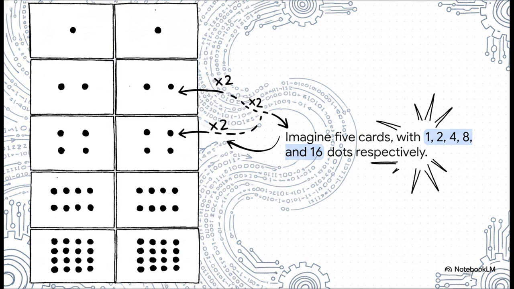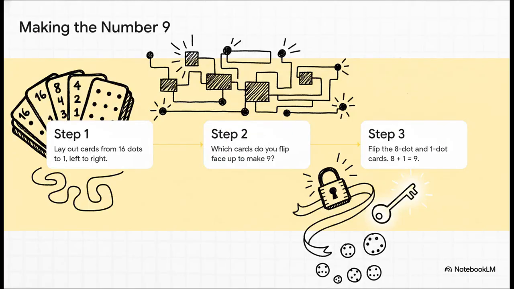So, picture this. You've got 5 cards in front of you. And take a look. There's a really cool pattern here, right? Each card has exactly double the dots of the card before it. So you get 1, then 2, then 4, 8, and 16. This doubling pattern, seriously, this is the key to everything. Remember that. Okay, so let's try to make a number. How about the number 9? Well, you just flip up the 8-dot card and the 1-dot card. See? 8 plus 1 equals 9.